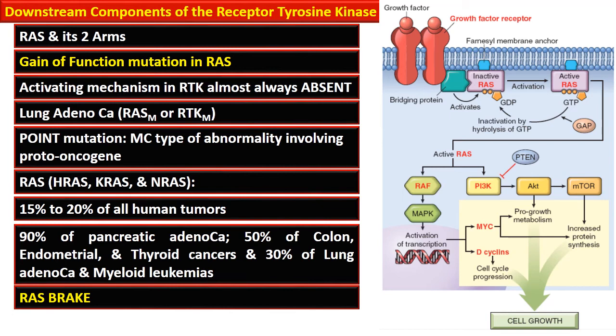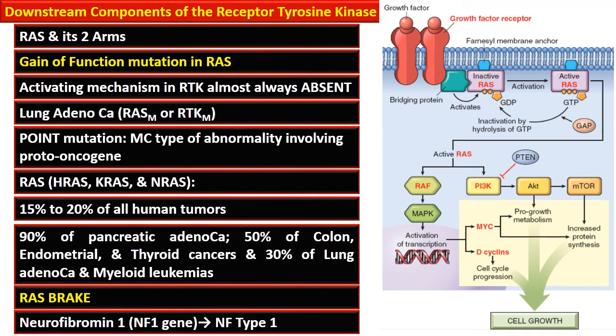This GAP, that is the GTPase activating protein, stops the activation of the RAS by converting the GTP into GDP and inactivates the RAS. But up till now we have seen that there is gain of function mutation in the RAS, but if this GAP protein is lost, this is the loss of function mutation.